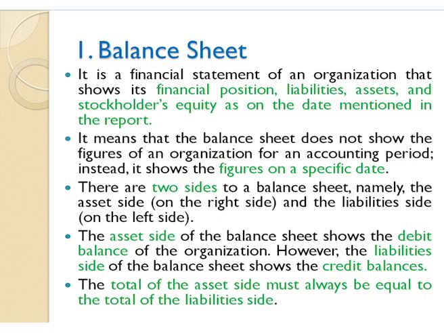And dear students, there are two sides to the balance sheet, namely the asset side on the right hand side, and the liability side on the left hand side. The asset side of the balance sheet shows the debit balances of the organization. However, the liability side of the balance sheet shows the credit balances. And dear students, the total of the asset side must always be equal to the total of the liability side. We should always try to tally the balance sheet. Both the sides should be equal.